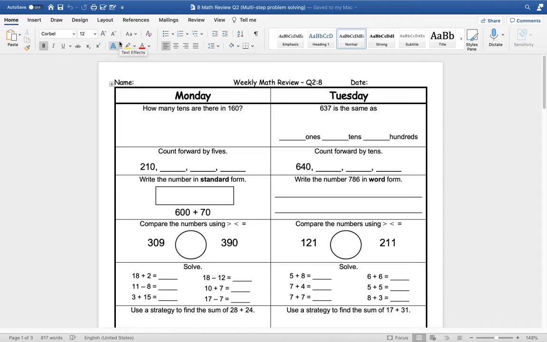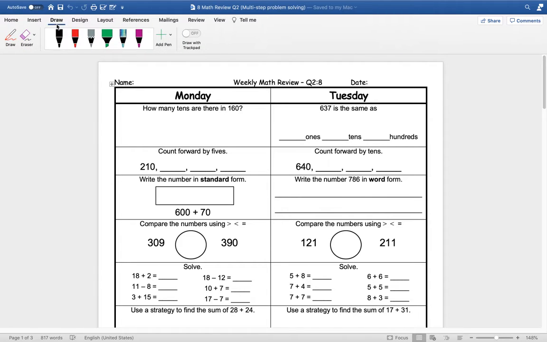We are going to look at our SPUR review for Monday. Let's look at the first question. It says, how many tens are there in 160? If you look at the tens place right there, there are 6 tens.